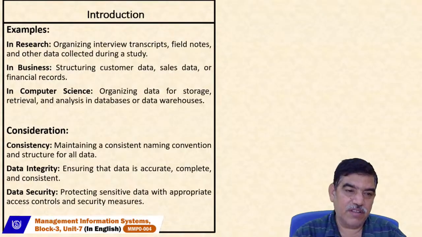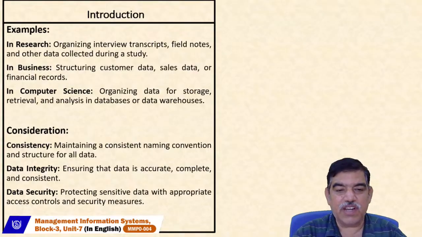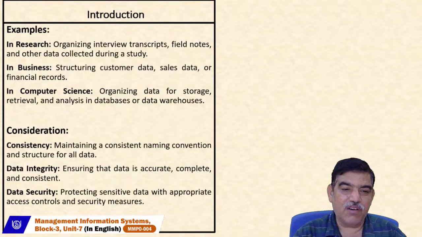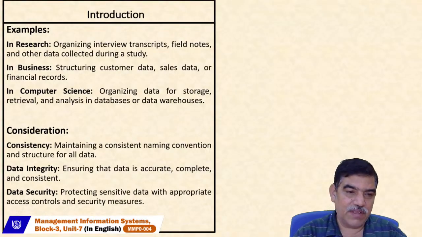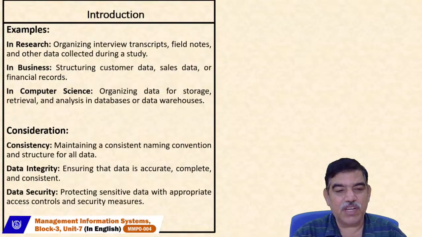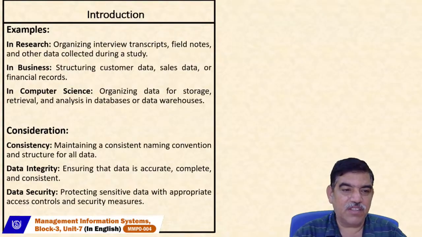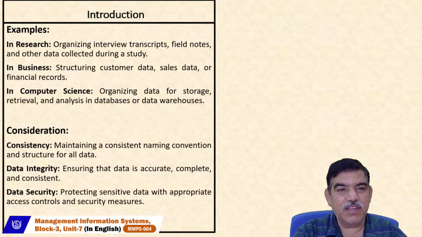Then considerations. If you use a database, these three components are very important. First one is consistency: maintaining a consistent naming convention and structure for all data. Data integrity: ensuring that data is accurate, complete, and consistent. Here, integrity means no one can access the database without permission; an unauthorized person cannot modify anything in our database. Data security: protecting sensitive data with appropriate access control and security measures. So these are the three important components we can consider in organizing data.